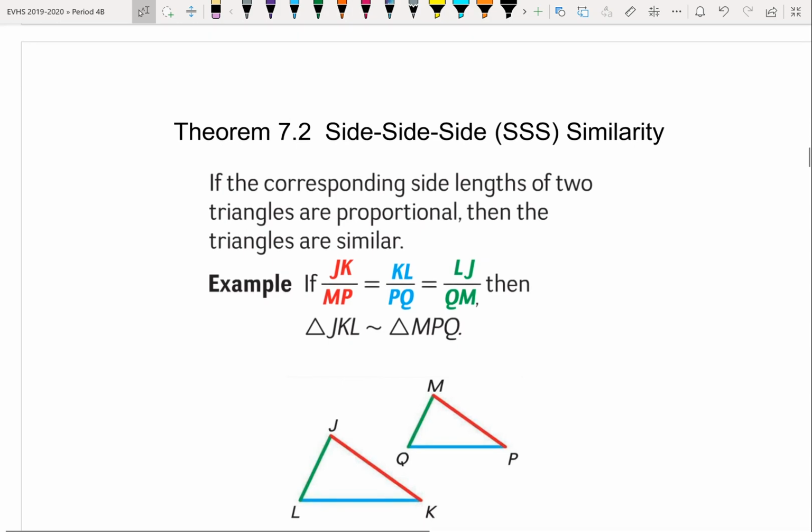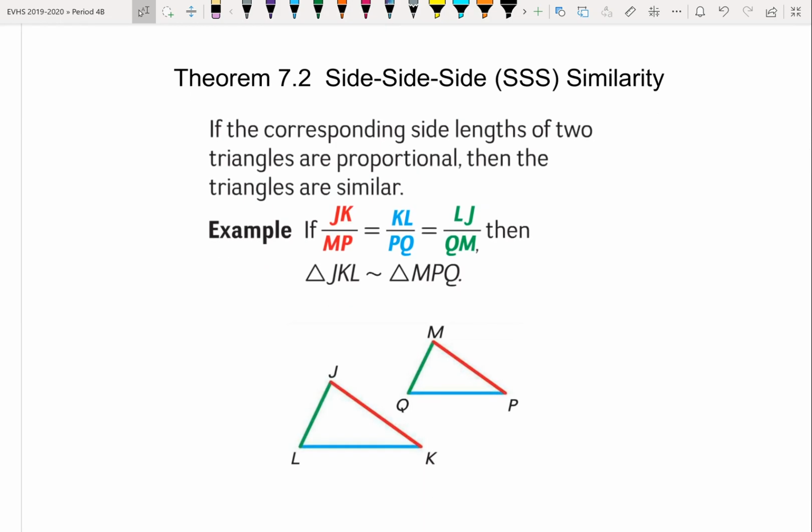Okay, moving on to theorem 7.2, side similarity. If the corresponding side lengths of two triangles are proportional, this is the big change right here. This says proportional, not congruent, which means that they essentially reduce down to the same scale factor. Remember, we're worried about reduced fractions, not the original fractions, not the non-reduced ones. Then they are similar. So if I've got three sets of corresponding proportional sides, then I've got similar triangles.